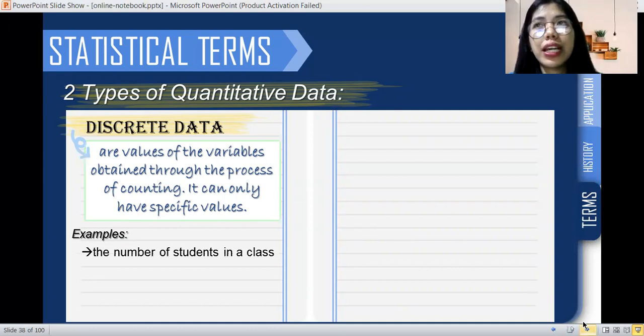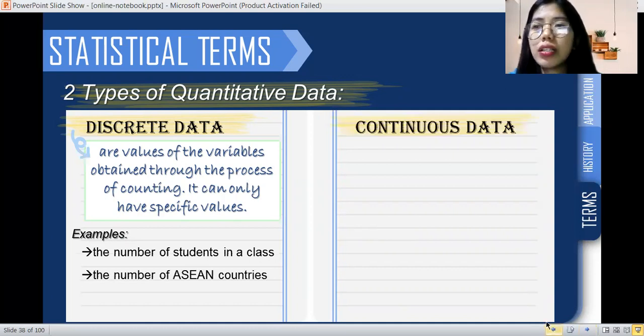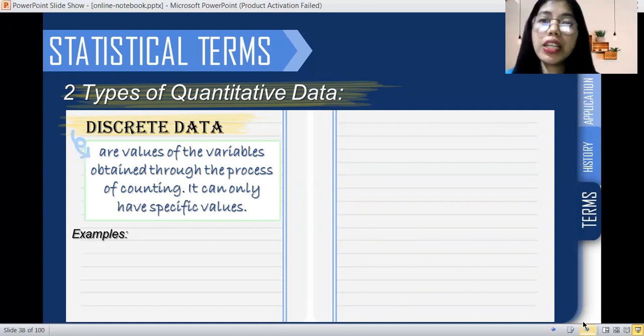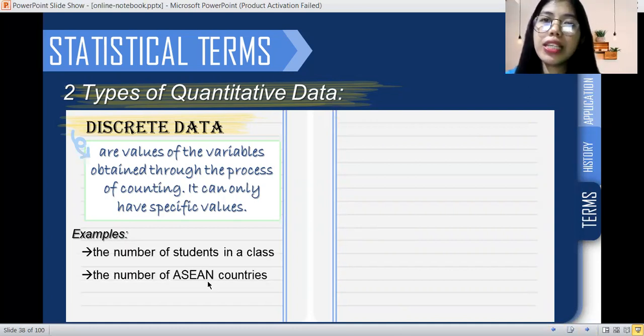Example, the number of students in a class and the number of ASEAN countries. First, the number of students in a class. Bakit natin sinasabi na discrete? Dahil this is a result of counting. Nabibilang natin kung ilan yung number ng mga estudyante sa ating klase. It can only have specific values, meaning to say, sa discrete data, we are just talking about counting numbers or yung mga whole numbers lang. So, hindi naman natin masasabi na yung number of students natin in a class is 2.5, mga ganyan.